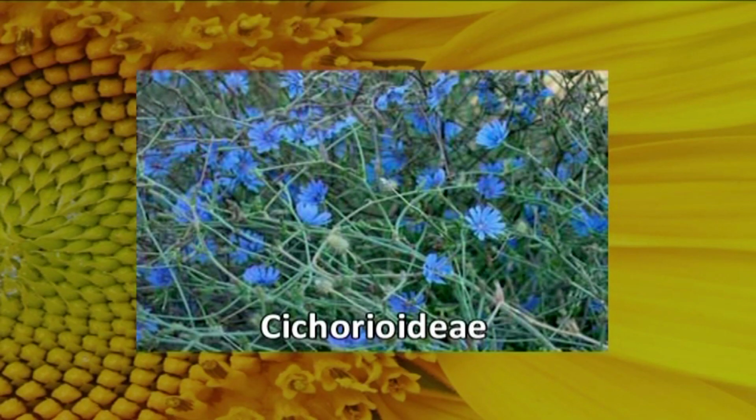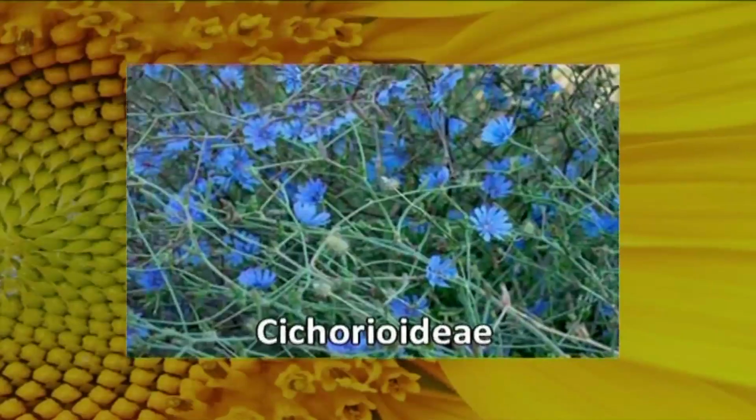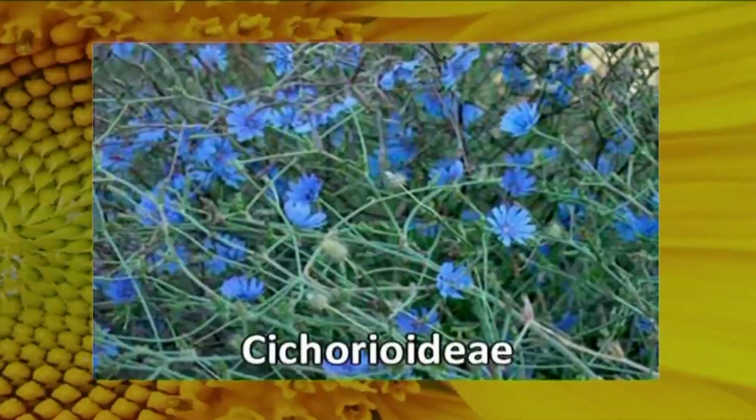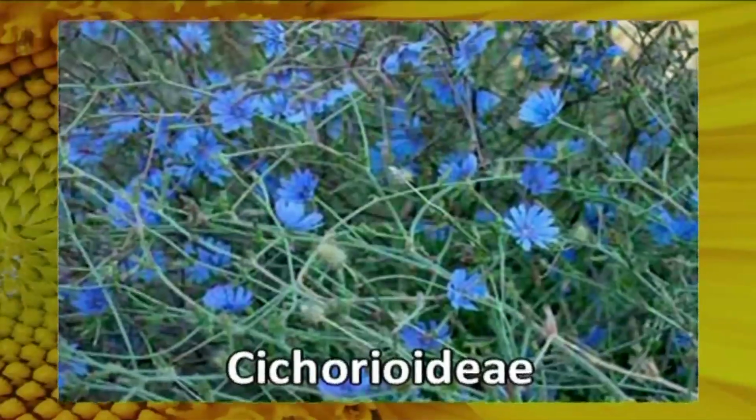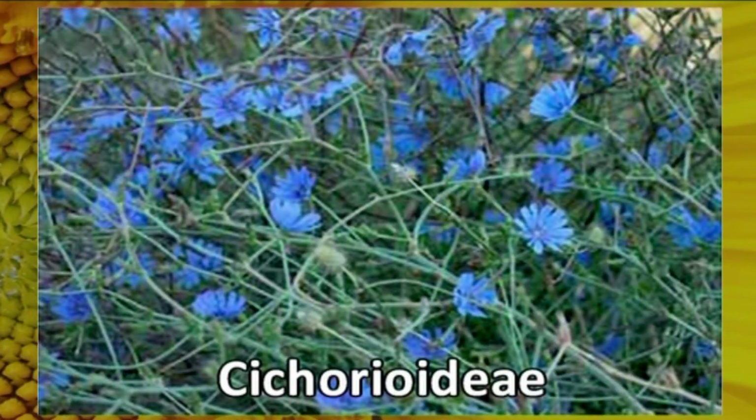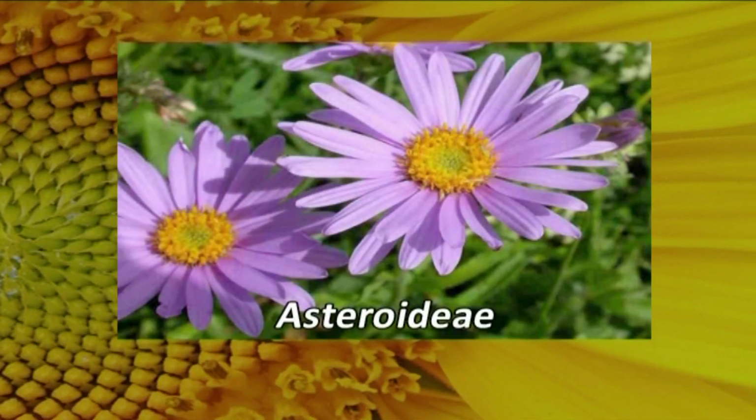Number two subfamily is Cichorioideae. This subfamily is characterized by style branches with the inner surface stigmatic. Heads here are discoid, and here we have the presence of resin ducts and laticifers. The third subfamily and the most speciose subfamily in the family Asteraceae is Asteroideae.